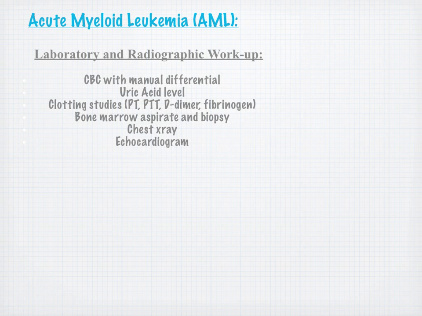Laboratory workup, what do we know? We know that a CBC and a manual differential are probably going to be ordered, and we know clotting studies, PTT, PT, D-dimer, fibrinogen are options. We haven't really talked a lot about, in fact, we haven't talked at all about uric acid.